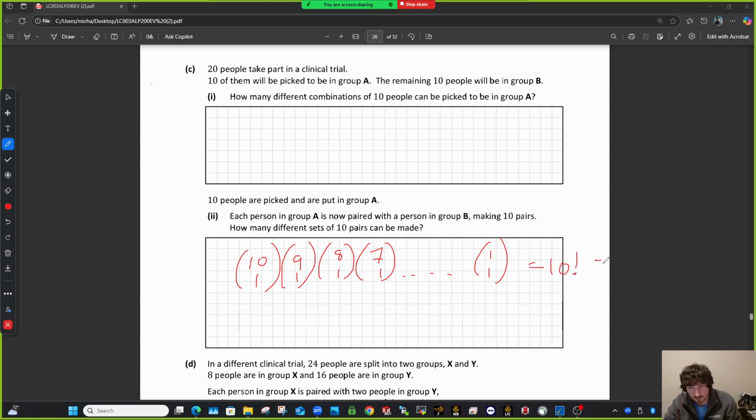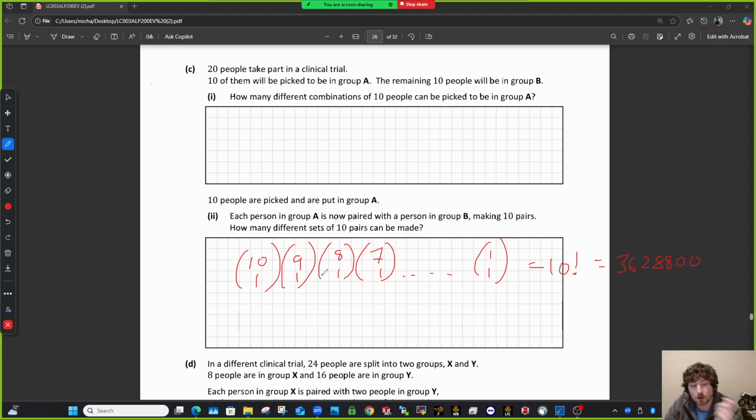Okay, and 10 factorial is a big number. I don't have the number there, but I'll work it out here. It's 3628800.